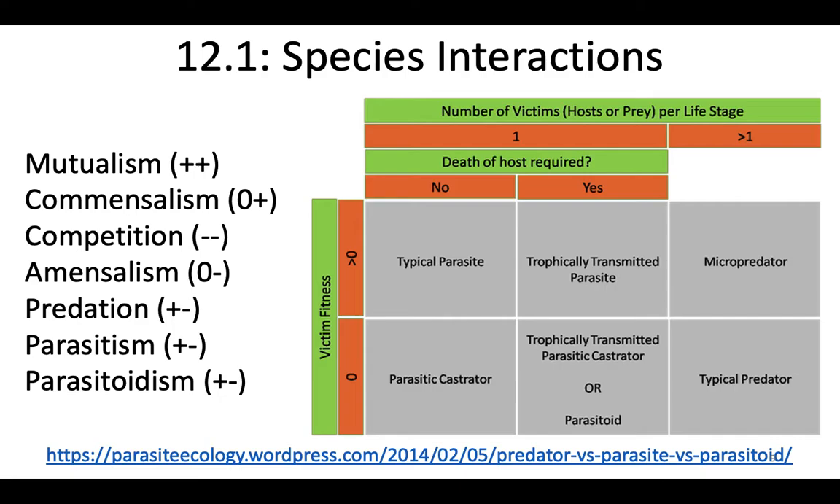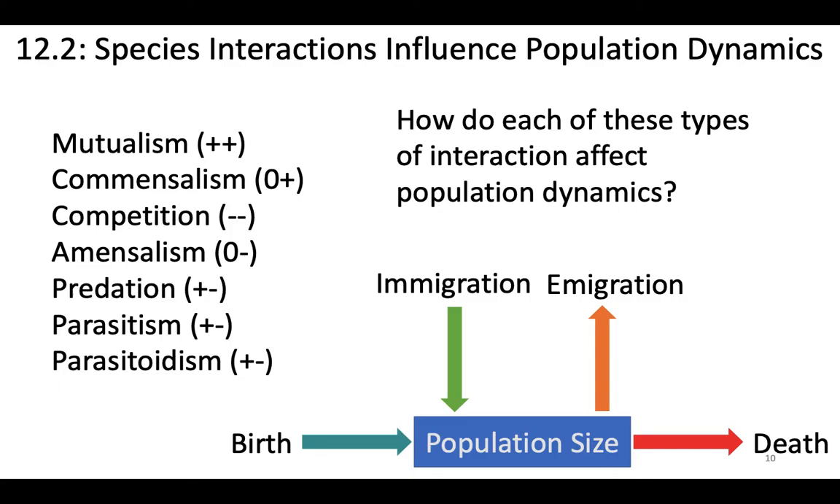Now, what we are going to do in person in class is talk about what you might expect the population dynamics to be like in each of these species interaction scenarios. So think about the processes of immigration and emigration. Mostly, I want you to think about birth and death rates of a population, and then think a little bit about how interactions in each of these different types of scenarios might affect the population dynamics of both species A and species B in each of these types of interactions. And we will talk about that in person.